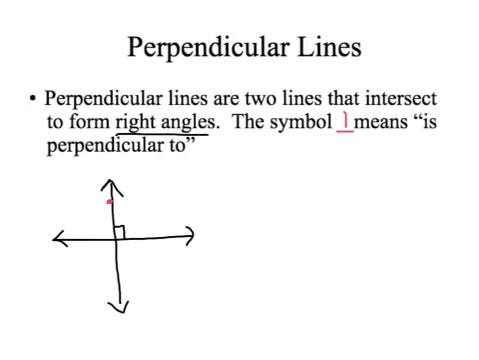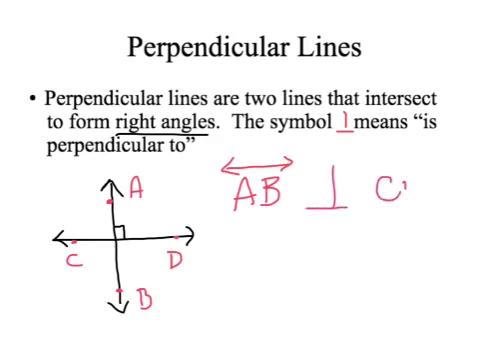So if I labeled these lines again, AB and CD, then I can say these lines are perpendicular by saying AB, with the line symbol over it, is perpendicular to CD. The parallel line symbol looks like parallel lines. The perpendicular symbol looks like perpendicular lines. So that kind of makes sense as well.